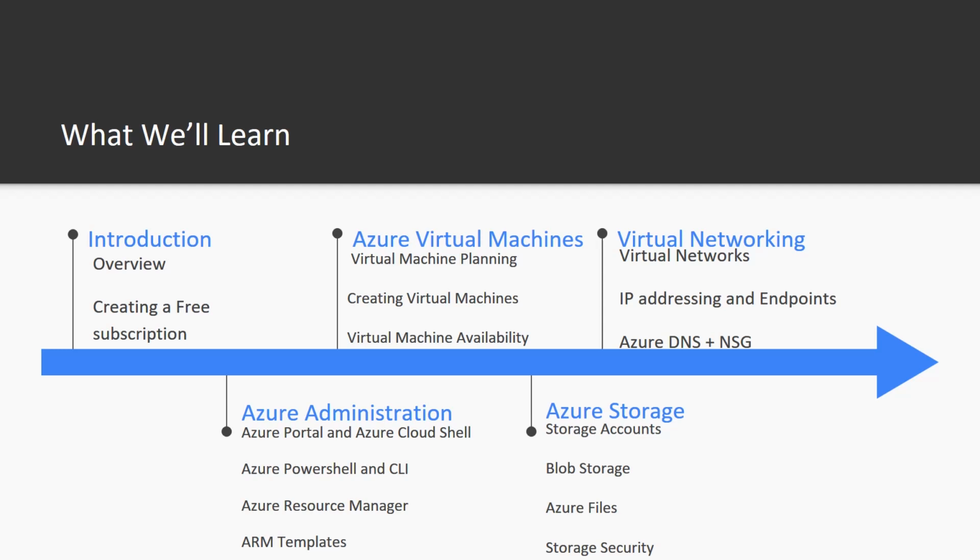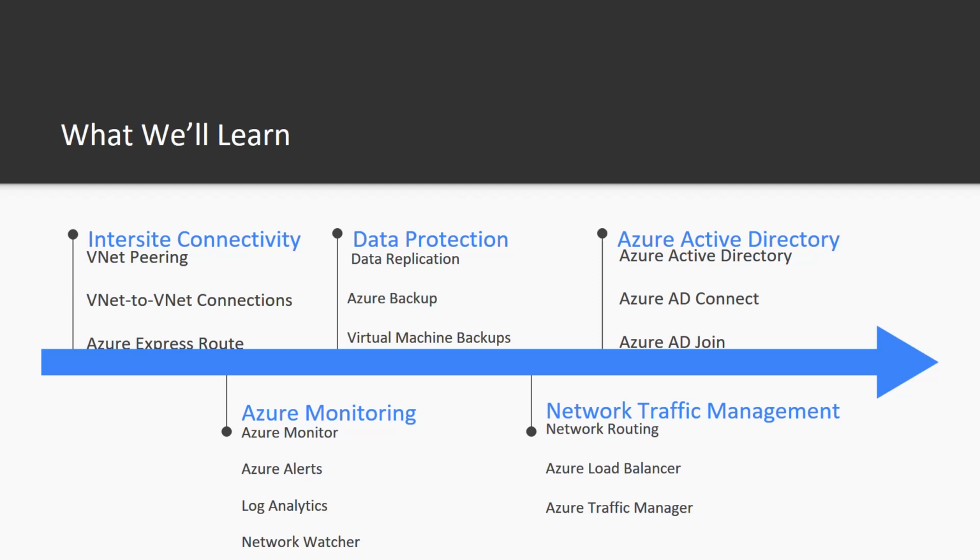In the following section, we are going to talk about Azure storage, and that is the storage accounts, blob storage, Azure files, and storage security. In the next section, we are going to get into virtual networking, where we'll cover virtual networks, IP addressing and endpoints, and Azure DNS, and of course, network security groups. Now, the section that will follow will be in regards to Intersite Connectivity, and here we'll discuss VNet peering, VNet to VNet connections, and Azure Express Route.